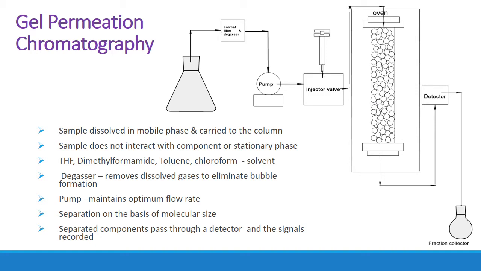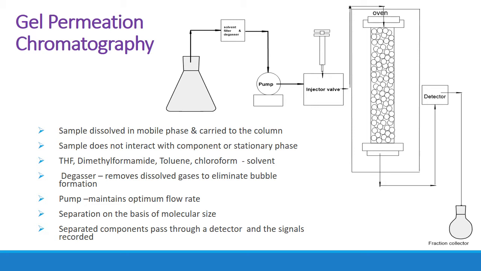A flow diagram of the simplest of GPC systems is shown here. The mobile phase serves to dissolve the sample and carry it through the column in GPC. The solvent selected is such that it does not induce any interaction between the sample and the stationary phase, so that separation is solely on the basis of molecular size. The solvent most frequently used is tetrahydrofuran. Other solvents like toluene, dimethylacetamide, dimethylformamide, chloroform, etc.